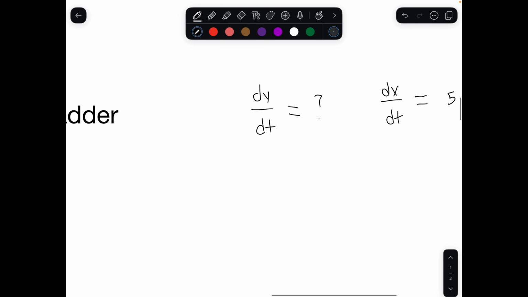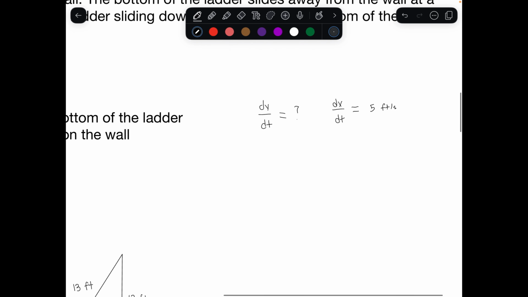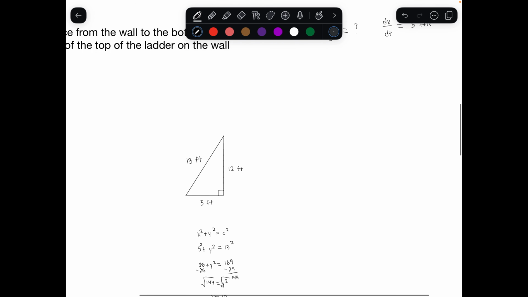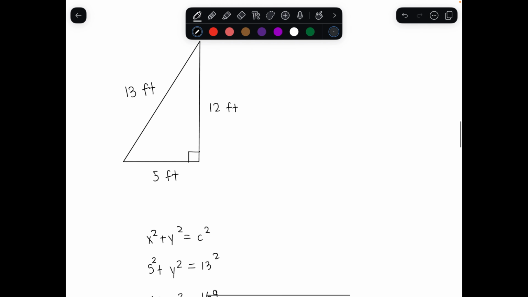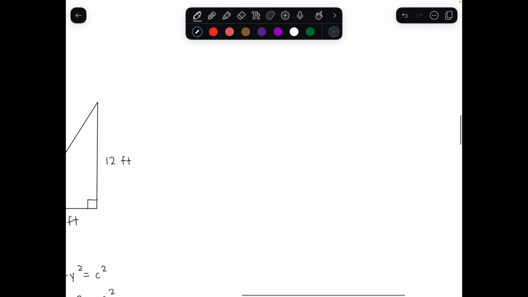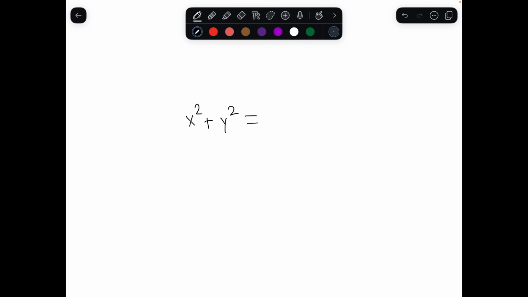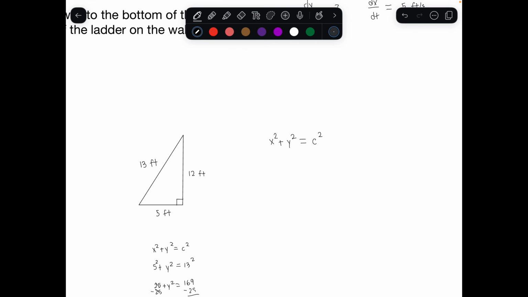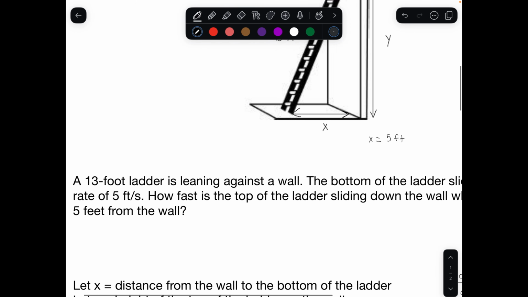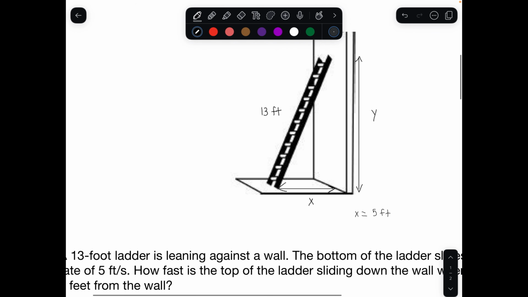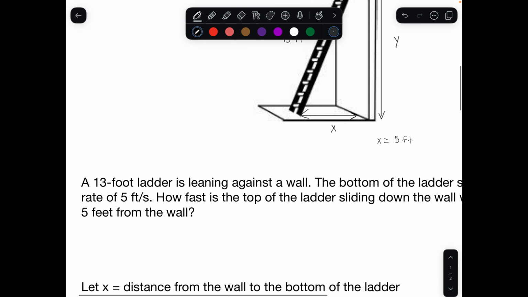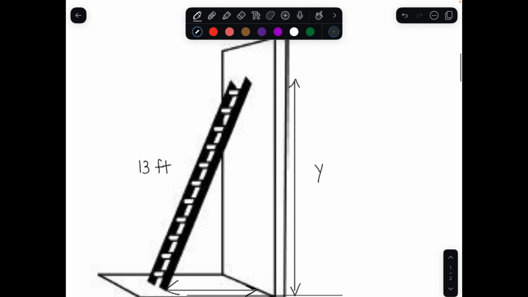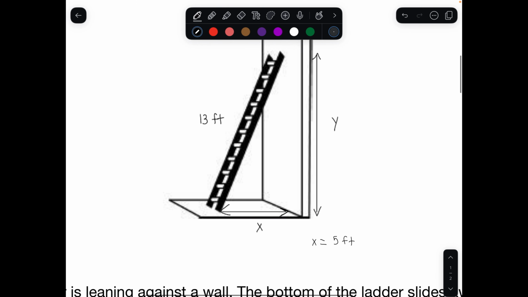So now we just have to figure out what dy/dt is. And we know dx/dt is 5 feet per second, and we've figured out what y is. So to solve for dy/dt, we need to manipulate the Pythagorean theorem formula: x squared plus y squared equals c squared. And in this case, c, which is our hypotenuse, is the length of the ladder, right? And that stays constant because only y and x are going to change.